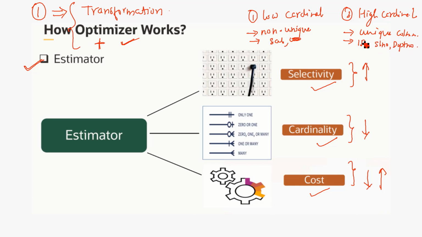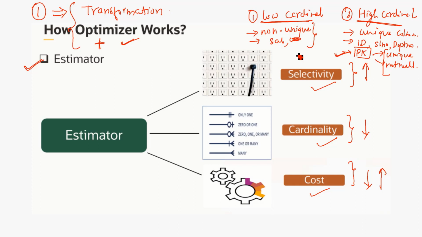High cardinality means you have at least one primary key in that. One primary key means what? The value will be unique and number two, it will be not null. So the column which has unique values and not null values is what we call a primary key, and that column is called a high cardinal column. And low cardinal means what? There can be duplicate values in low cardinality.